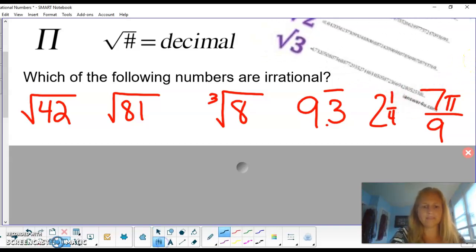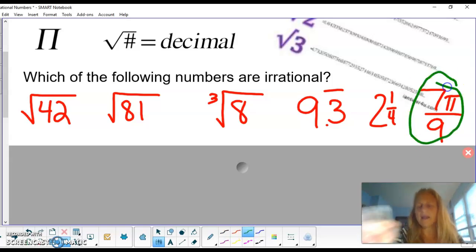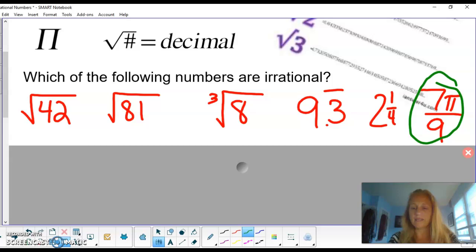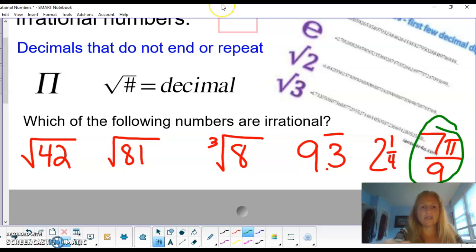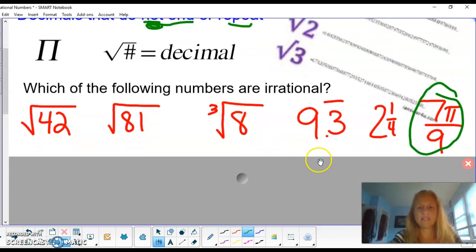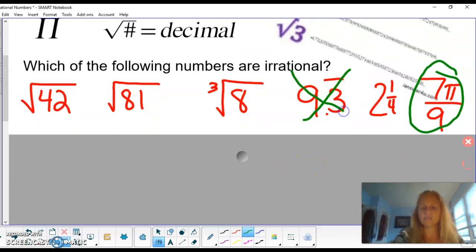Let me activate my writing here. All right, so we have pi here. That makes it automatically irrational. Then I'm going to move on to what numbers I know are not irrational, meaning which numbers are rational. Well, rationals are any number that's a fraction, any repeating decimal, any terminating decimal. So if we look here, 9.3 repeating, that's a repeating decimal. Remember, our definition up here is does not end, does not repeat. Because that doesn't fit the definition of irrational, it's rational.